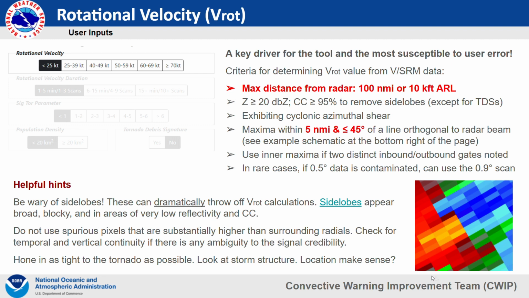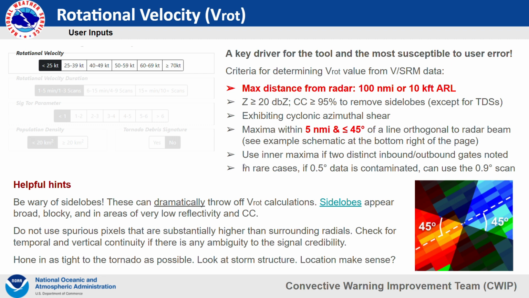So in this example here, on the bottom right, your radar is off to the northwest. So you would draw a line orthogonal to the radar beam, and you would look within 45 degrees on either side of this line for determining where you would be able to pick your VROT value. And so any areas within the black hatching obviously would be excluded from that VROT calculation.